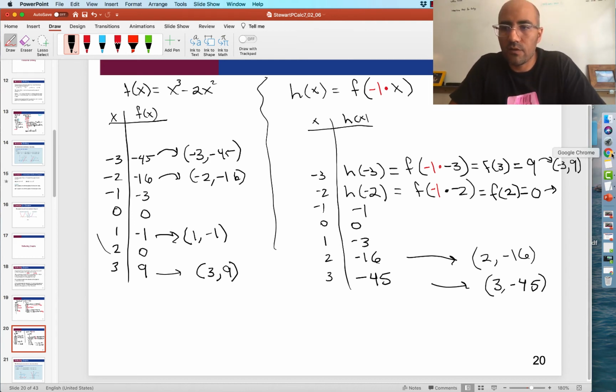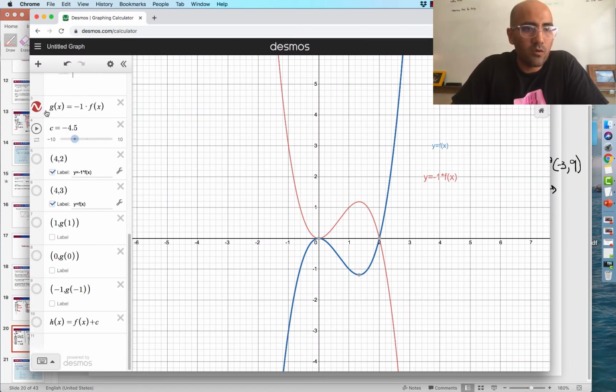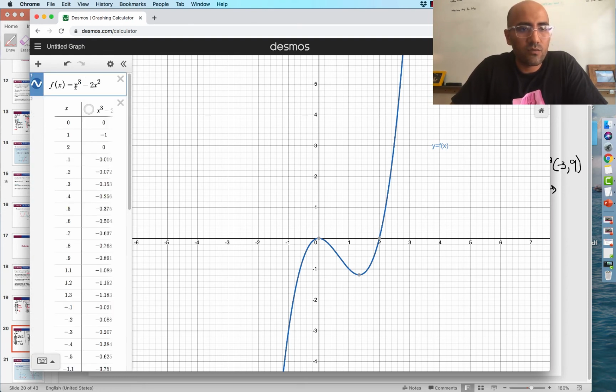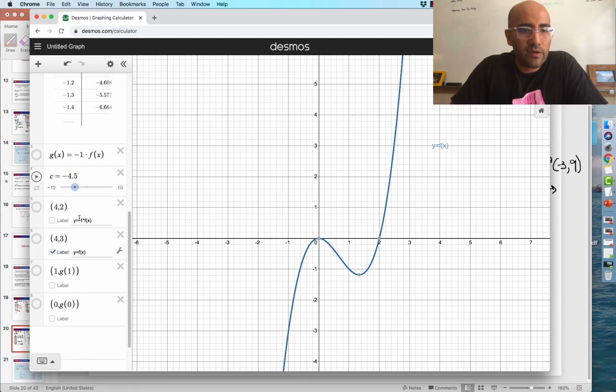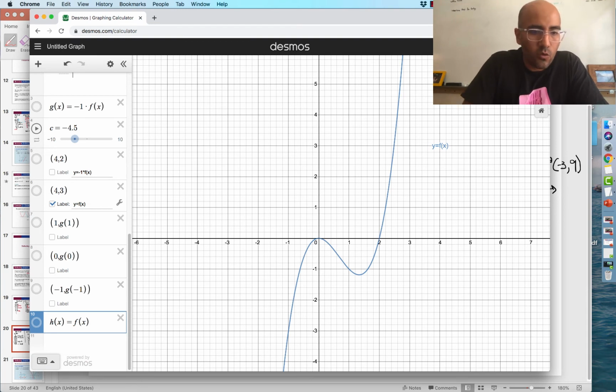Okay, so let's see how this pattern affects our graph. So let's go back to our good old trusty Desmos, and let's turn that guy off, and let's turn off this guy. Okay, so here's our original function that we've been working with, and the function is right there. Okay, so now we want to define a new function. Let's call it h of x, which is equivalent to the old function, but we multiply this by -1 times x.